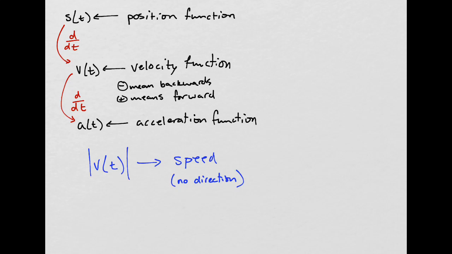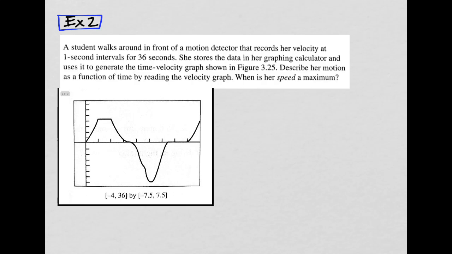Let's take a look at some problems. A student walks around in front of a motion detector that records her velocity at 1 second intervals. So I'm assuming that this is 1 second, another second, another, and then another. So 1, 2, 3, 4, 5, 6, 7, 8, 9 seconds total. I guess maybe not. So for 36 seconds. Each one of these is like 4, I think, right? 4 times 9 is 36. Yeah, so each of those tick marks represents 4 seconds.